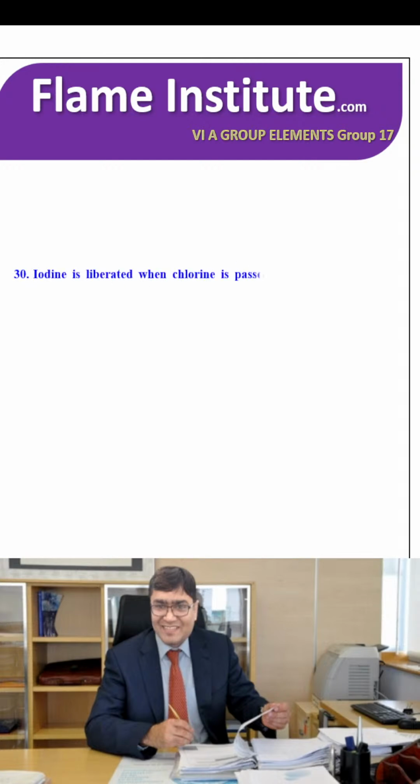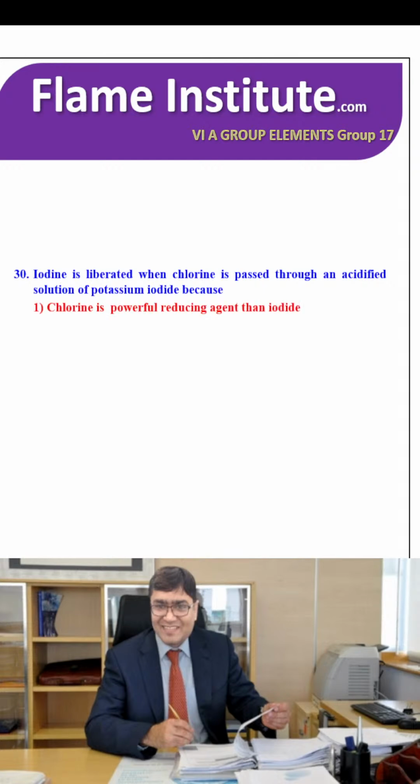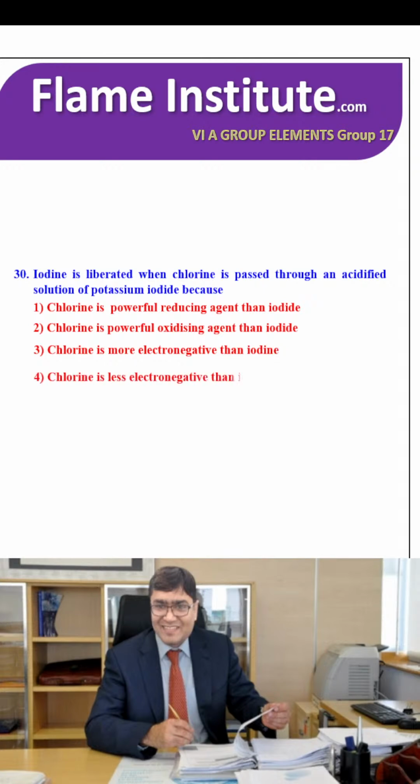Iodine is liberated when chlorine is passed through an acidified solution of potassium iodide, because chlorine is a more powerful reducing agent than iodide, chlorine is a more powerful oxidizing agent than iodide, chlorine is more electronegative than iodine, or chlorine is less electronegative than iodine. The right option is: chlorine is a more powerful oxidizing agent than iodine. So the second option is the right option.